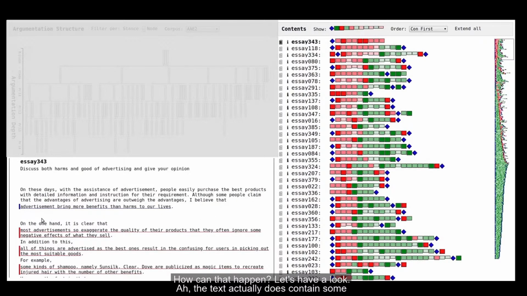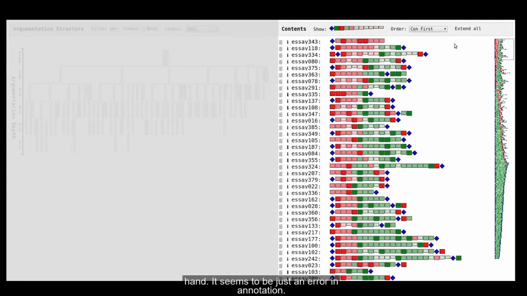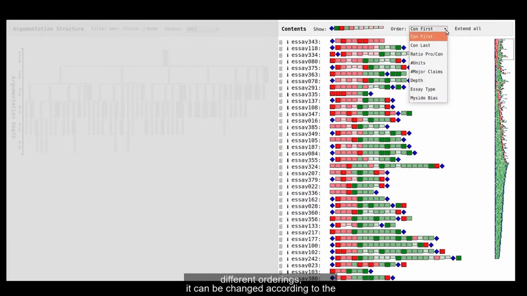The text actually does contain some typical discussion markers, like on the one hand and on the other hand. It seems to be just an error in annotation. Let's go back to the overview. Since different conclusions can be drawn from different orderings, it can be changed according to the user's need.